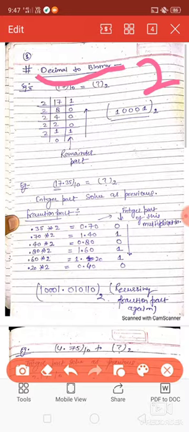Now we divide 17 by 2. We have 8 as quotient and remainder is 1. 2 times 8 is 16 and remainder is 1. Okay. Next we divide 8 by 2. The remainder is 0. Next 4 by 2. Remainder is 0.